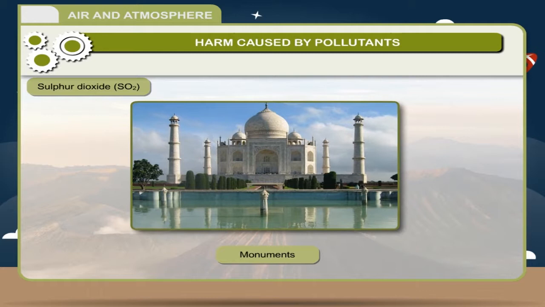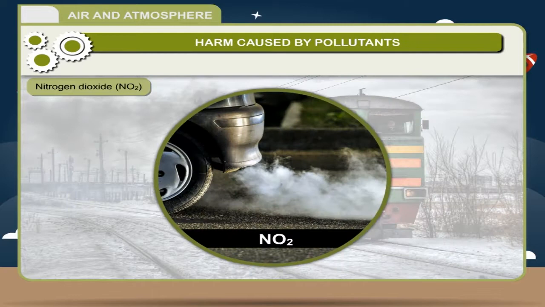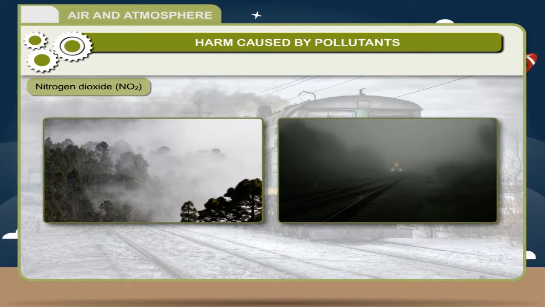Nitrogen dioxide, NO2, is released from vehicular exhaust and burning of coal. NO2 reacts with water vapor to produce nitrous and nitric acids, which cause acid rain. Other nitrogen oxides mix with fog to form harmful smog.